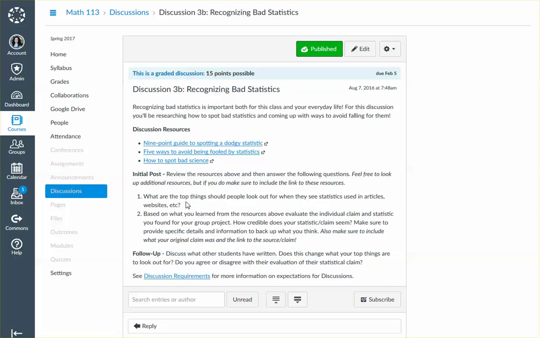But what I want you to do then is list what are the top things people should look out for when they see statistics used in articles and websites. And then based on what you've learned, evaluate the individual claim and statistic you found for your group project. So that's what you'll be doing for your initial post, and then the follow-up is just discussing what other students have written and whether it changes what you would look out for and if you agree or disagree with their evaluation of their claim. So those are your 2 discussions for this week.